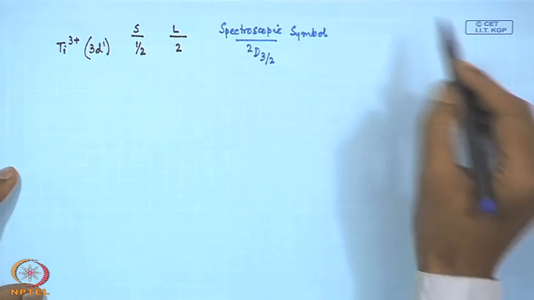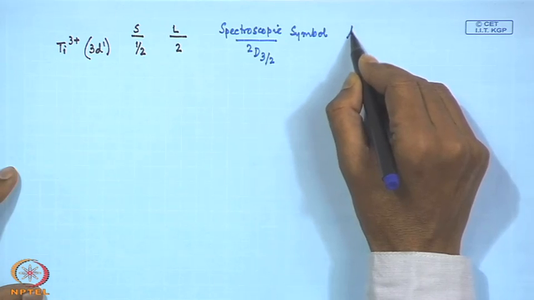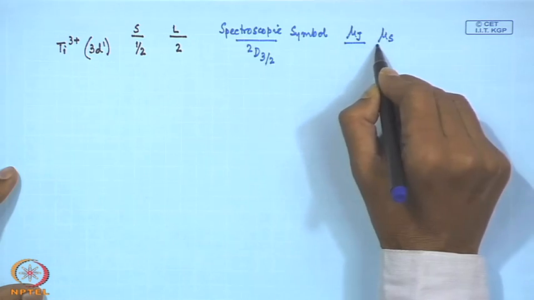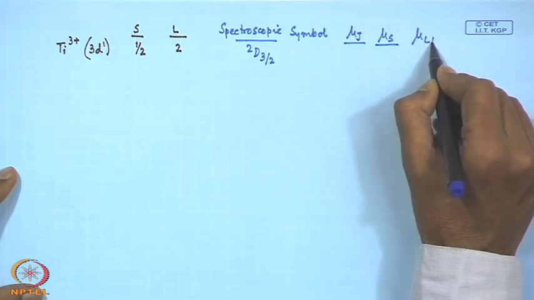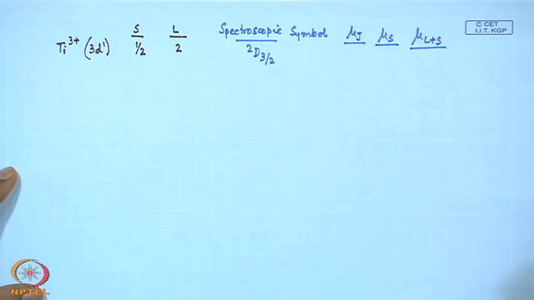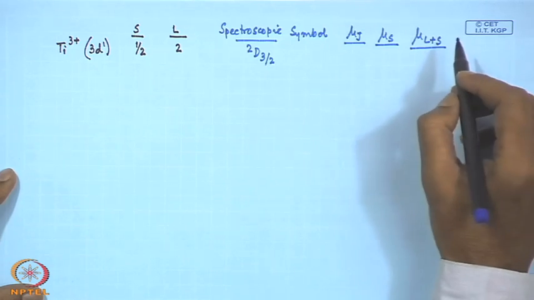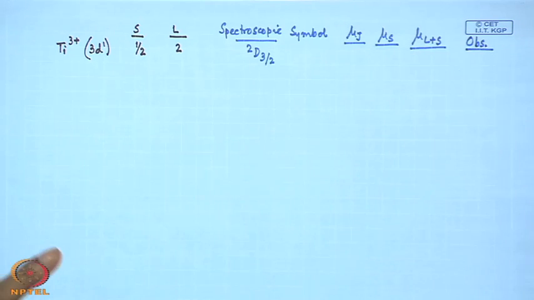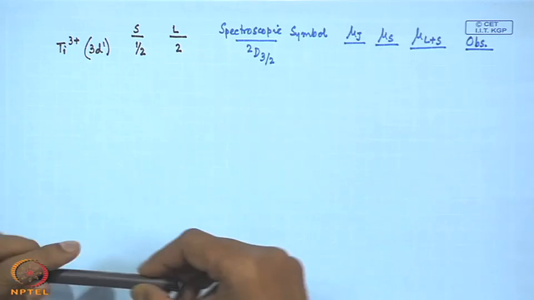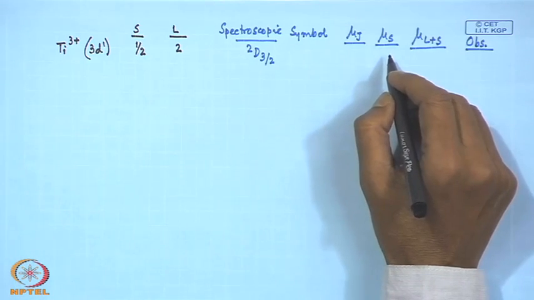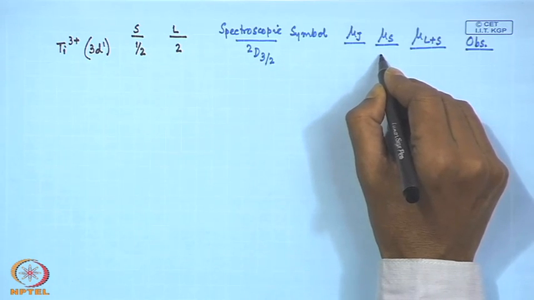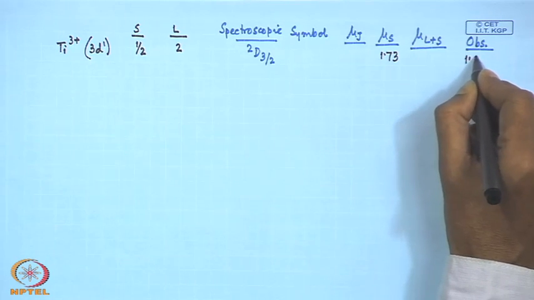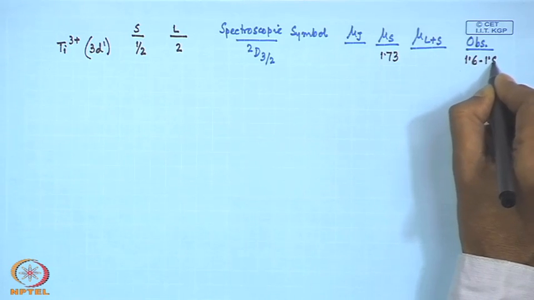For this we can utilize the mu J equation, the mu S equation, and the mu L plus S equation. Theoretically, we can utilize these to get the different values, and finally compare with the observed values of the magnetic moment. So, in the previous table we were looking at the spin only value, which is 1.73, and the observed values are also ranging from 1.6 to 1.8.